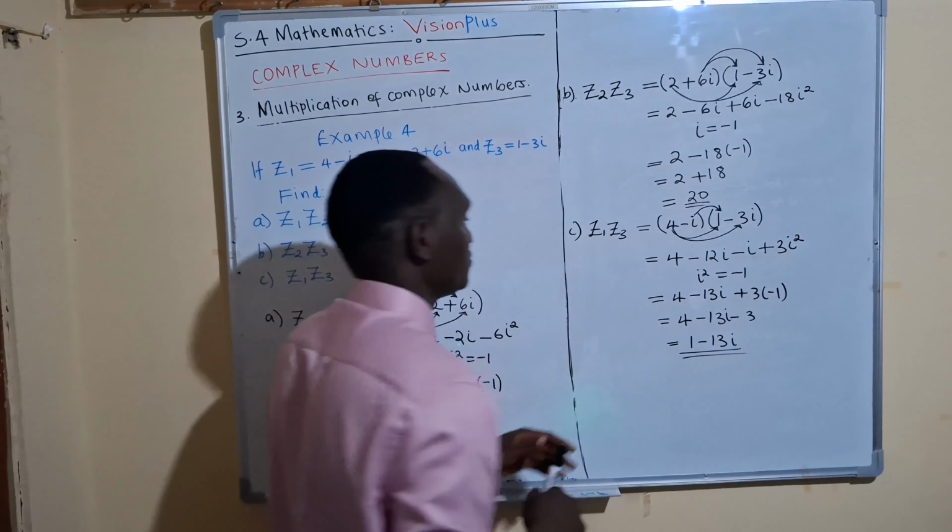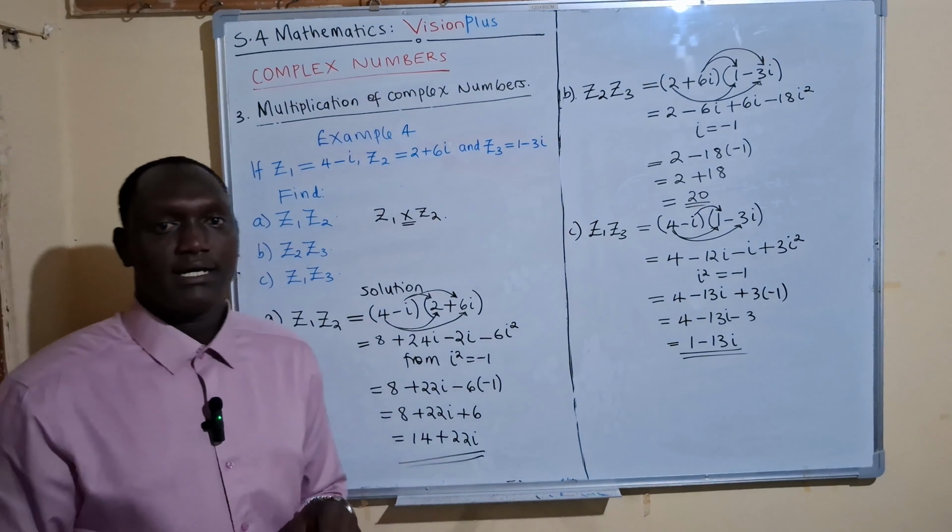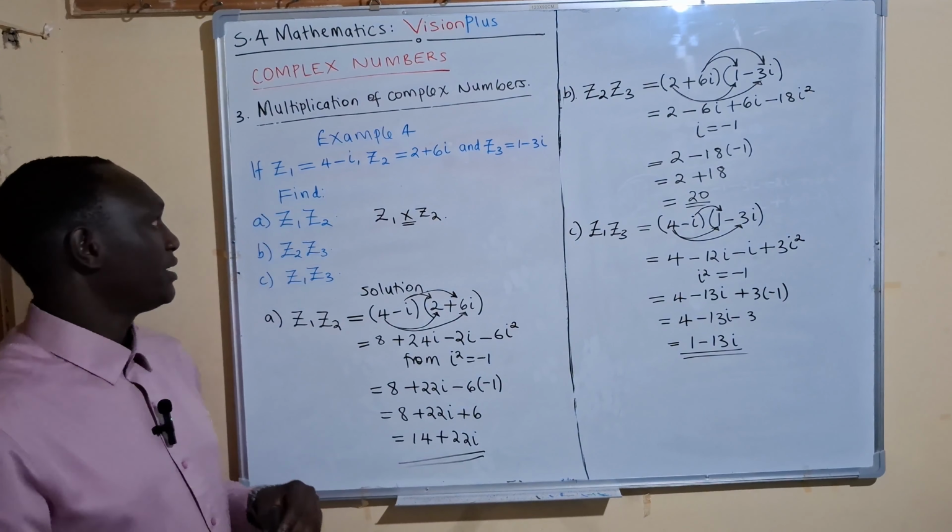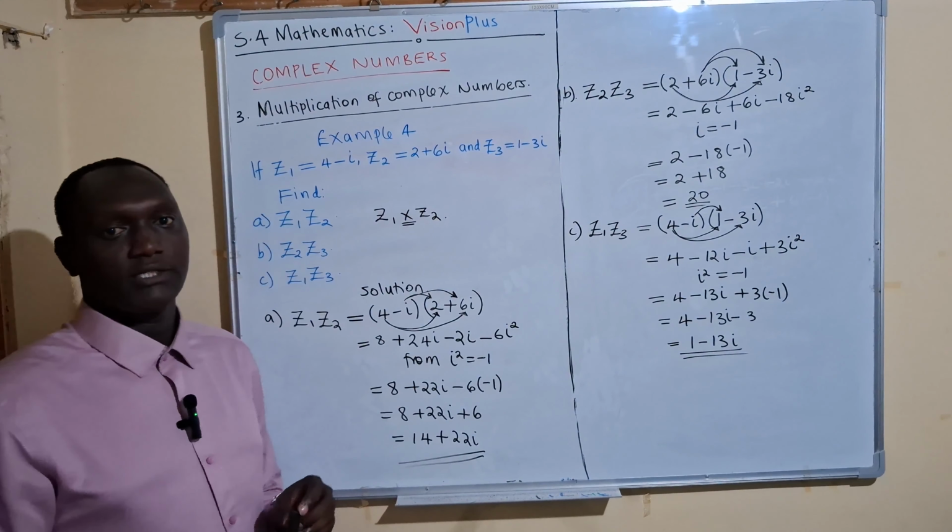And this is the solution to part C. And this is the general solution to example 4 on multiplication of complex numbers.